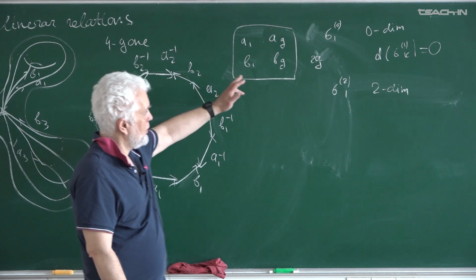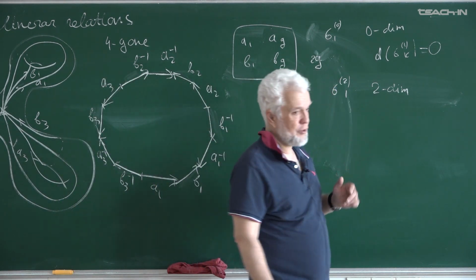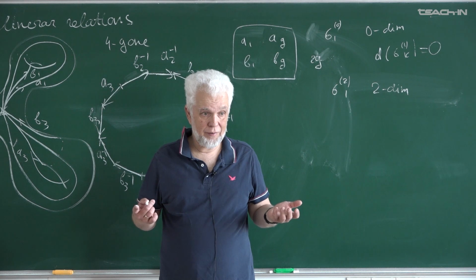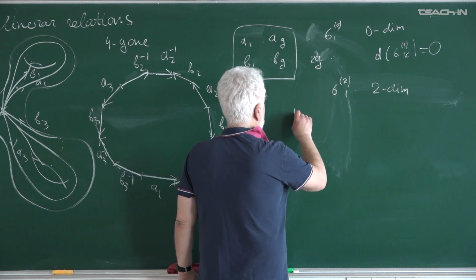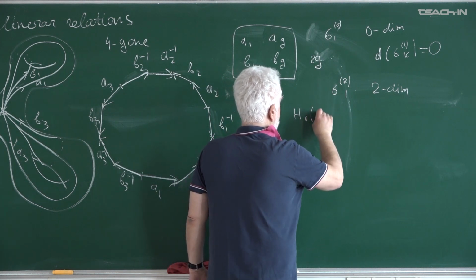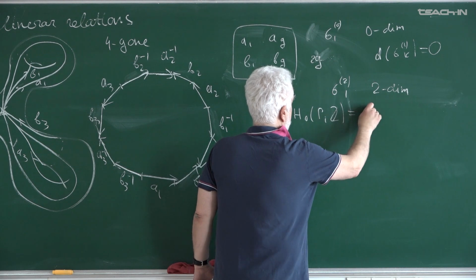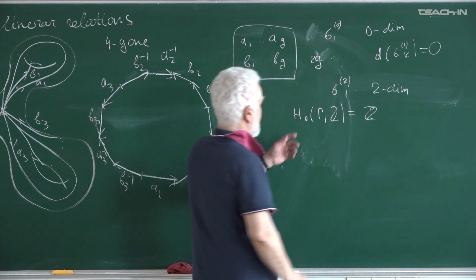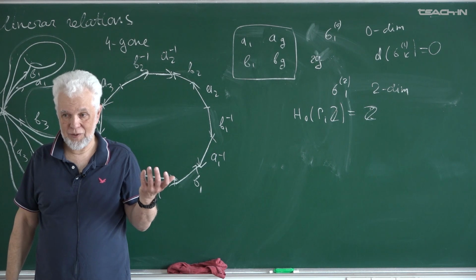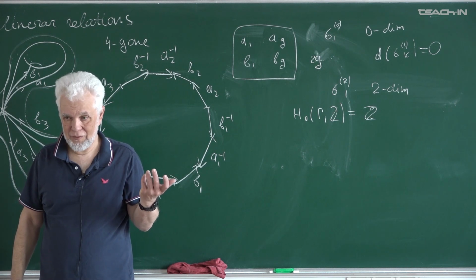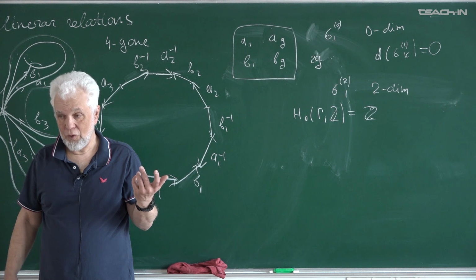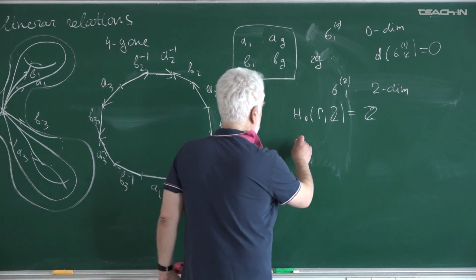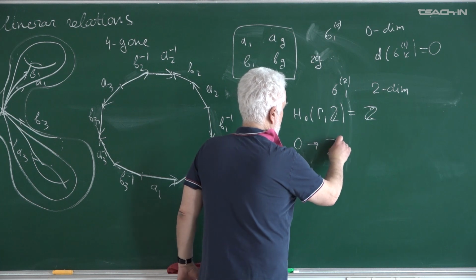Therefore, we have this complex, and we have one-dimensional and two-dimensional cells. Therefore, all operators, all differentials are 0. So we have Z. It means, because we have only one zero-dimensional cell, and it's not a boundary, because all differentials are zero, we have the following exact sequence, 0. Is it okay or?